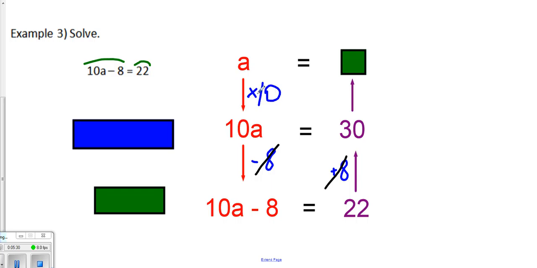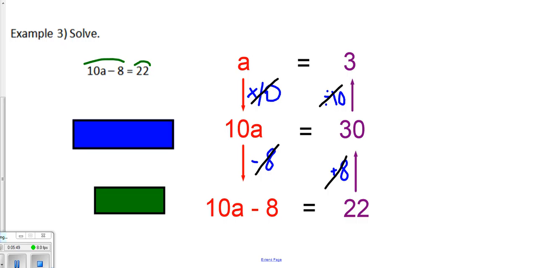Now again, to undo this times 10, to get rid of it, we would be dividing by 10. When we do that, those two match up or kind of cancel out. So when we take 30 divided by 10, it becomes 3. So a equals 3. A is the same as 3.